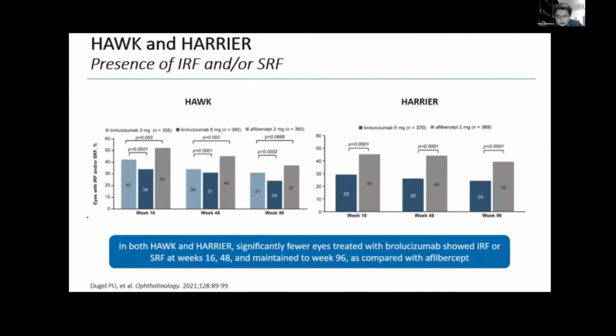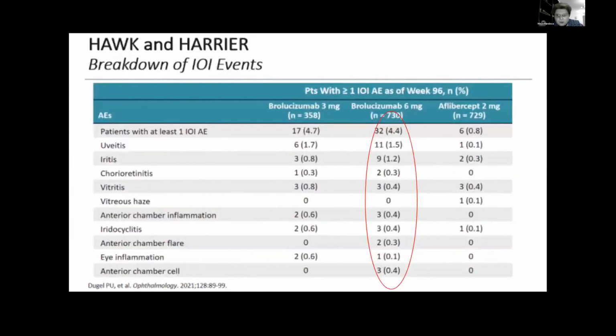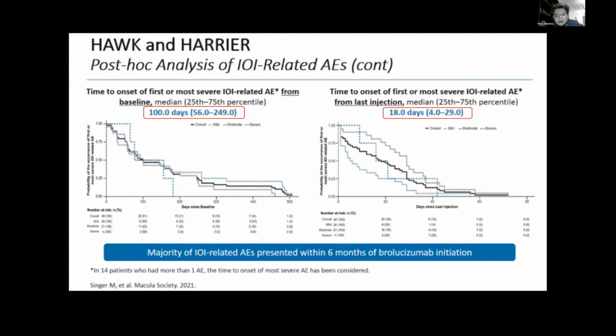The complete resolution was much more frequently seen in the eyes treated by 6 milligrams of brolucizumab compared to aflibercept. However, even in the pivotal presentation of Professor Dugel, we saw a higher proportion of intraocular inflammation and unusual events like occlusive vasculitis. And these events are happening approximately 100 days from the onset of treatment, and the inflammation is usually happening within 18 days after the injection in the pivotal studies again.